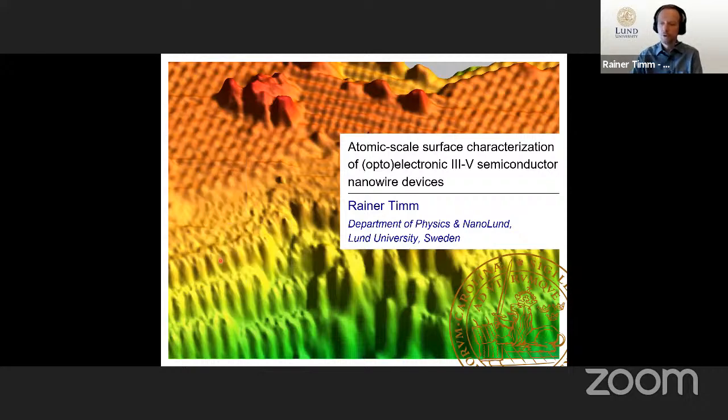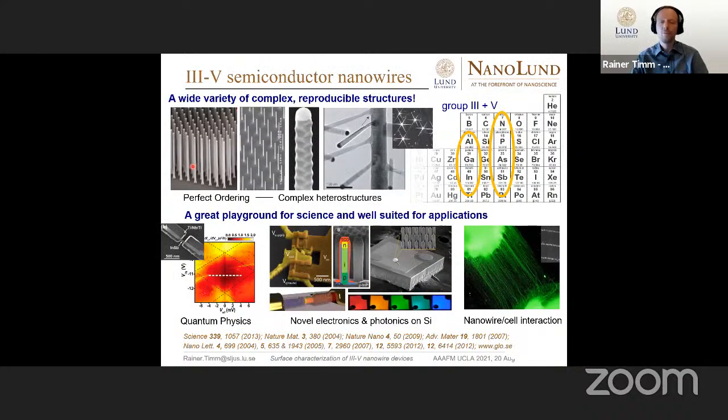So at Lund University, we do have a strong tradition in III-V semiconductor nanowires. What I mean with nanowires is single crystalline materials, typically with a diameter of 20 to 200 nanometers and a height that can reach up to a few micrometers. And we can use these wires for a large variety of applications, reaching really from fundamental physics to medicine. But here today, I want to focus more on electronic or optoelectronic devices and applications.